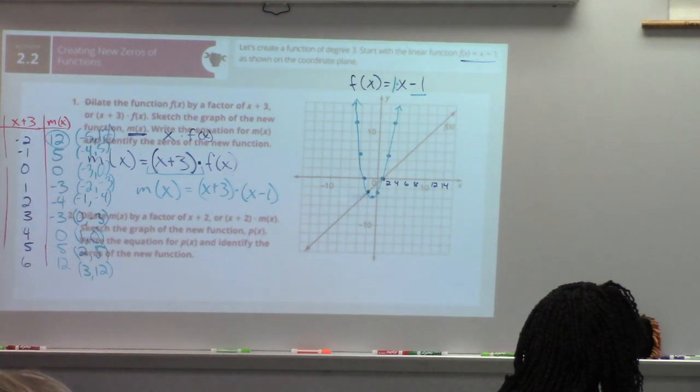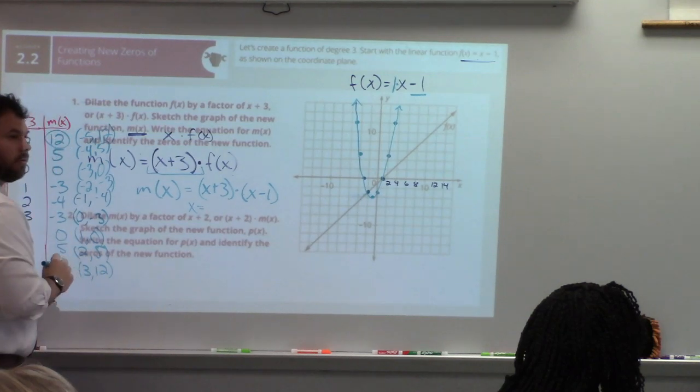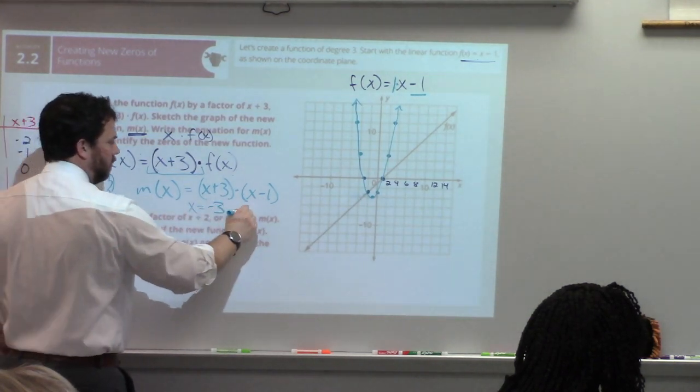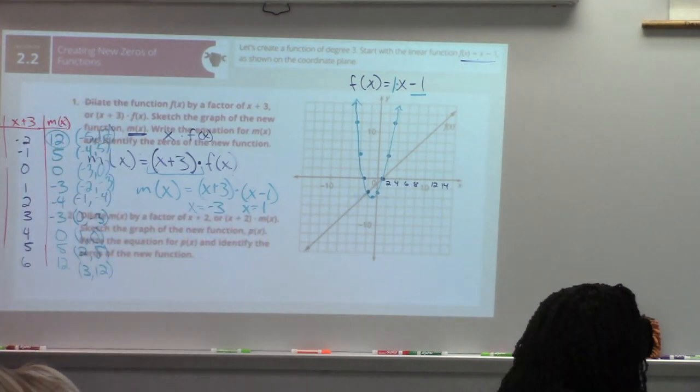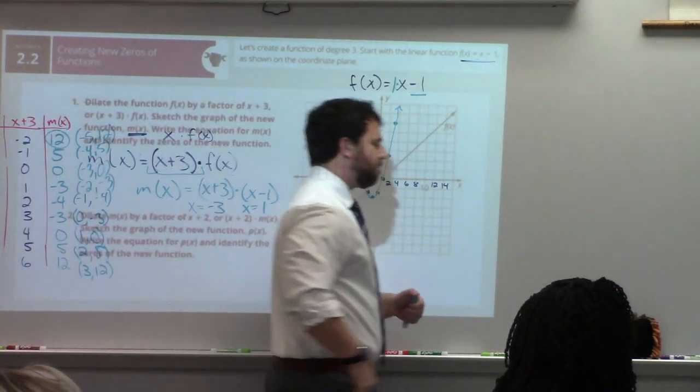What would be the zeros of this new function? x equals negative 3 and x equals 1. Okay, notice those are the zeros of the original two linear functions. Alright, now this is where it's going to get fun.